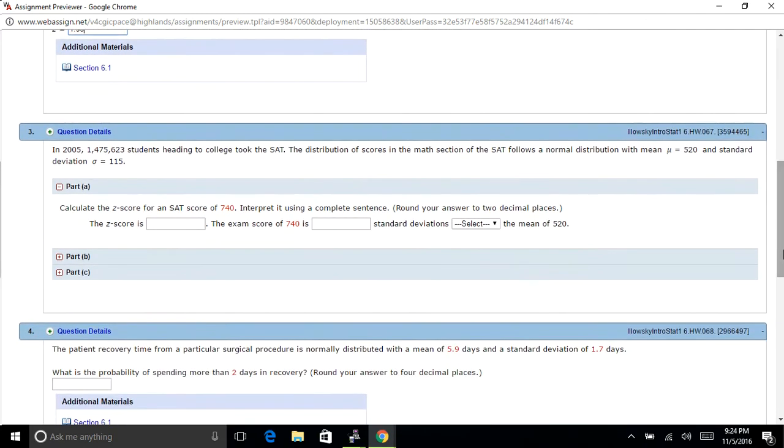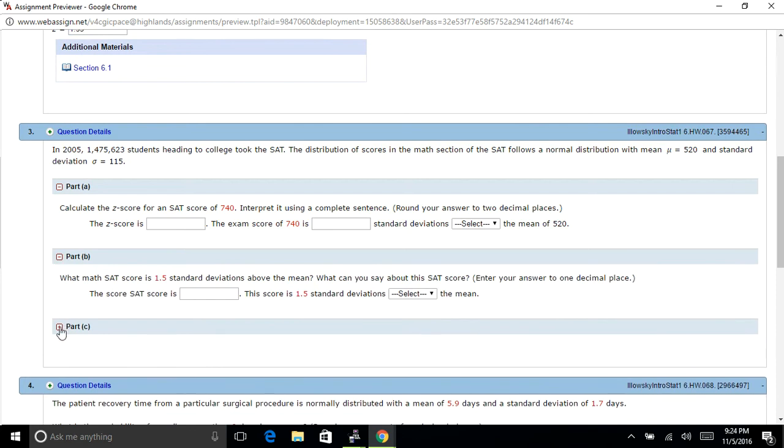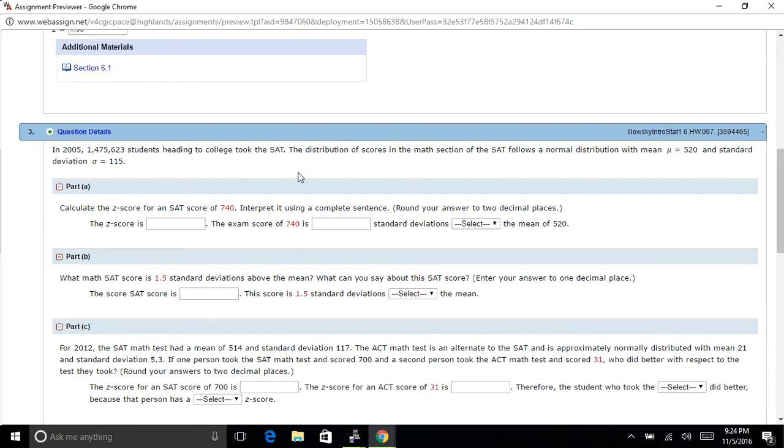All right, let's go on to the next one. And this is a three-parter, so let's talk about this one. Let me bring this up on my other screen too. In 2005, 1,475,623 students headed to college to take the SAT. The distribution of scores in the math section of the SAT follow a normal distribution with a mean of 520 and a standard deviation of 115. Calculate the z-score of the SAT score of 740.